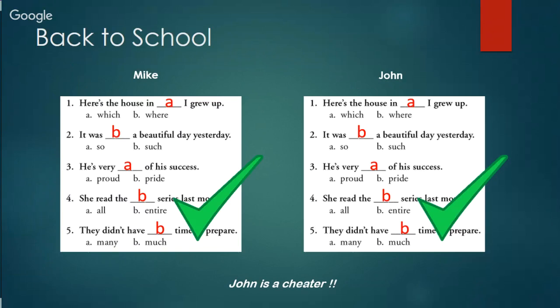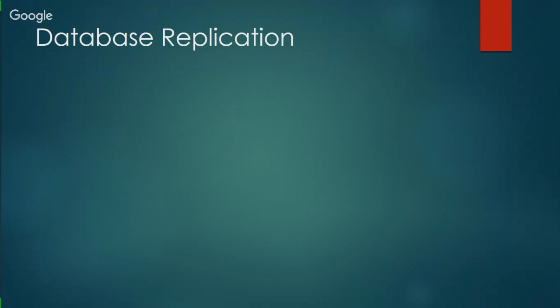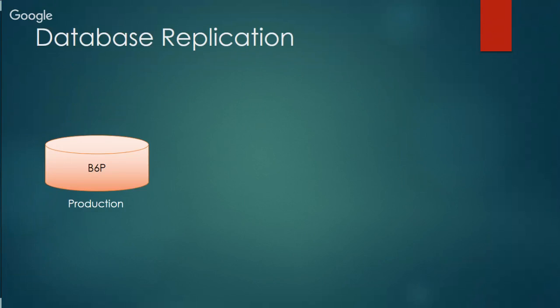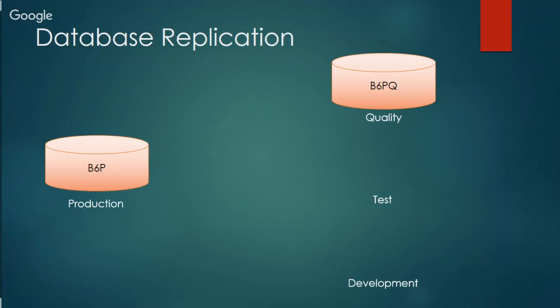So let's proceed with this example. We will map this example with our databases. What exactly is database replication? Once again, we have our production database, B6P, and then we have three teams: quality, test, and development. For the quality team, B6PQ is the database, and then we set up replication from production to the quality database. Now the quality team wants that whenever there is a transaction on the sales table in production, the same transaction should be executed onto the quality database.